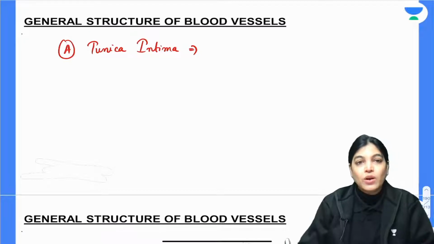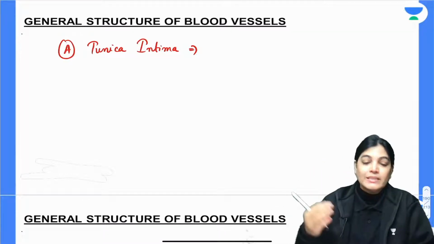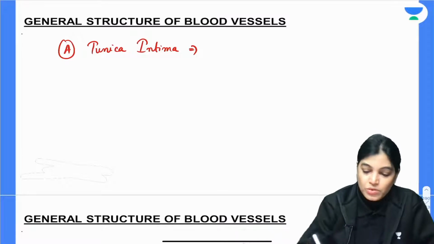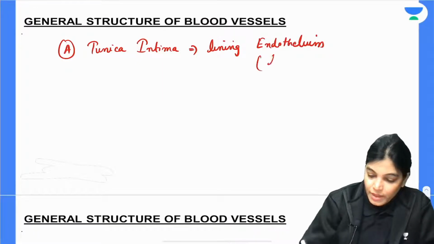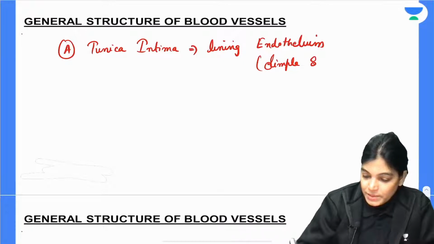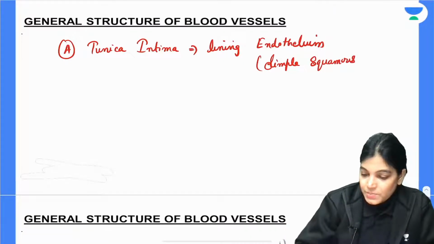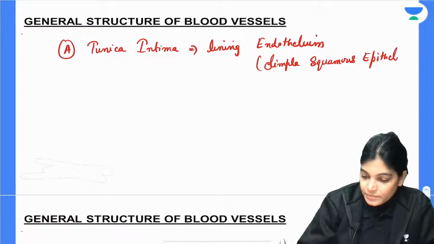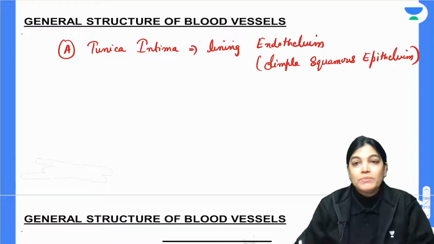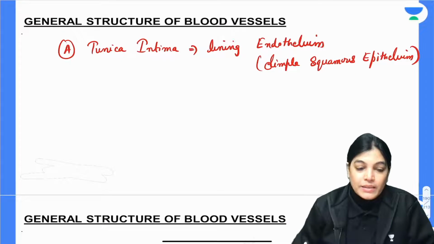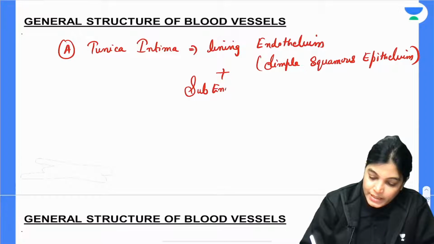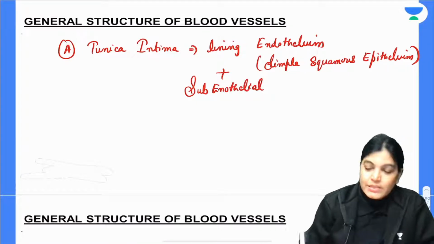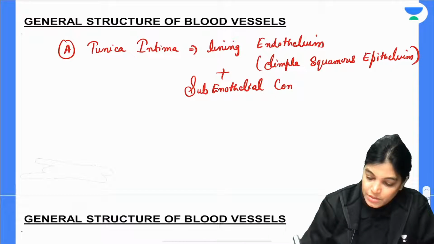Tunica intima is the innermost layer as we move from the inside of the lumen to the outer aspect. It is having a lining endothelium, which is made of simple squamous epithelium. This lining epithelium, made of simple squamous epithelium, is resting over another layer that is called the subendothelial connective tissue. It is resting on subendothelial connective tissue.